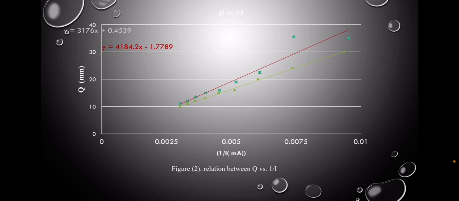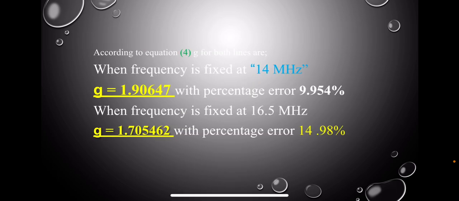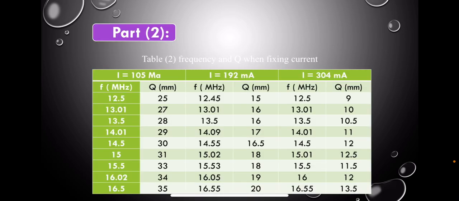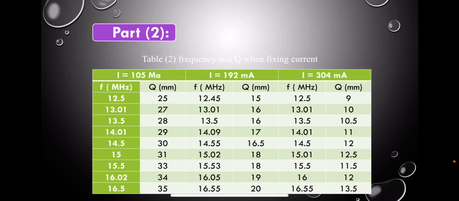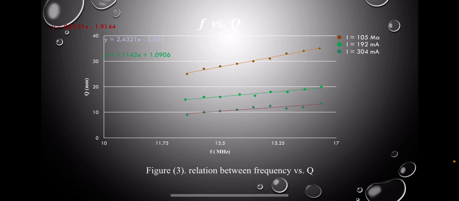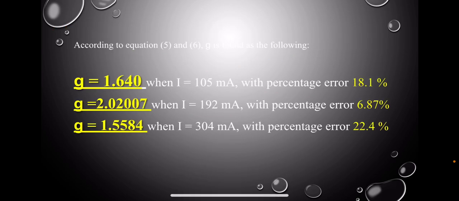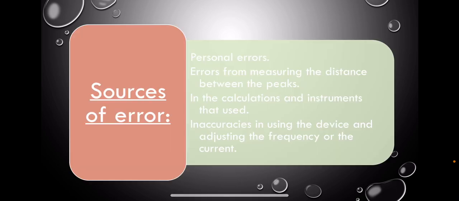This plot is between Q and 1 over I, and from it we found G. This G was 14.0, with 98% error. The other one is for the second relation between Q and frequency. And we had 3 G's. All of them are near the theoretical value. We had sources of errors for sure, personal ones, like errors in measuring the distance between the peaks, which is Q, the calculations, errors from instruments, and too many things in devices.